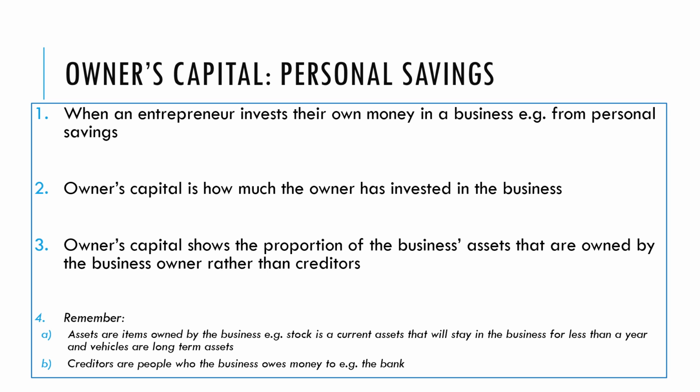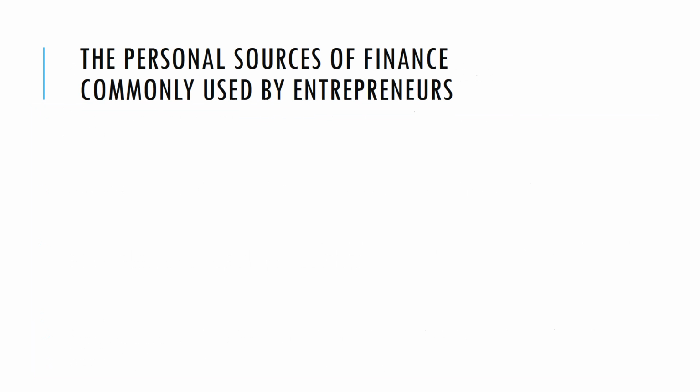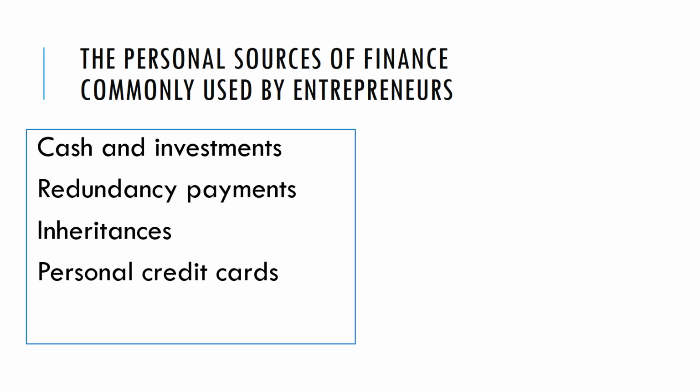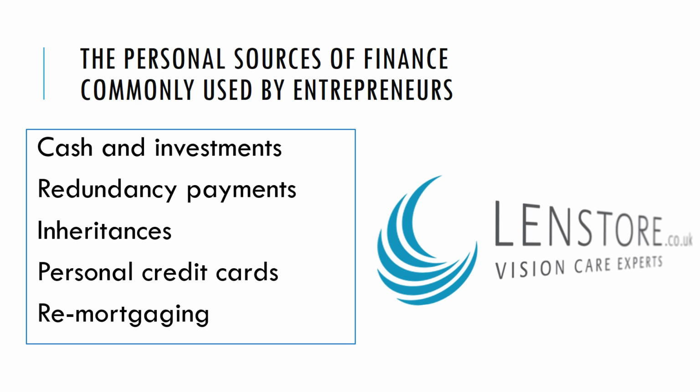And remembering here that assets are items owned by the business and creditors are people who have lent the business money. Typically, entrepreneurs might source this from cash savings they have or investments they've made previously. Perhaps if they've been made redundant, many entrepreneurs use that as an opportunity to set up a business. Inheritances, personal credit cards, or maybe taking out a big loan against their house and then using that money to start a business. For example, the entrepreneur who set up this business used earnings they'd received from a previous job as a management consultant to start their startup.